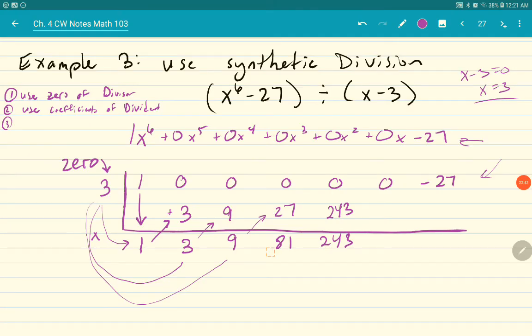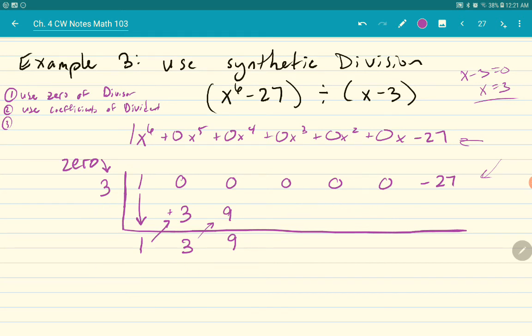I got a little ahead of myself there. Let me back up a few. In fact, let me just start over here. So bring down the 1, and then we multiply these two numbers together and put that number there. And then we'll add these two numbers to put that there. And then we'll multiply and then add. And then multiply and then add.